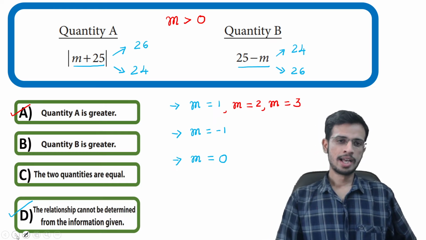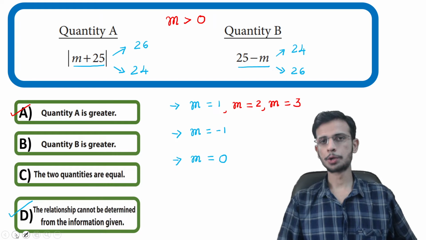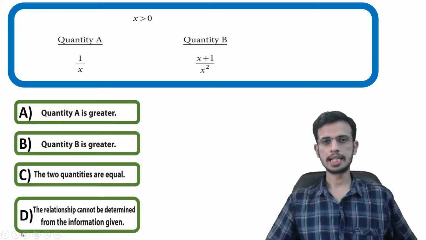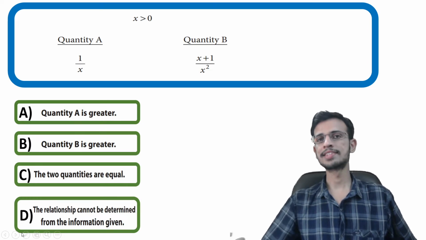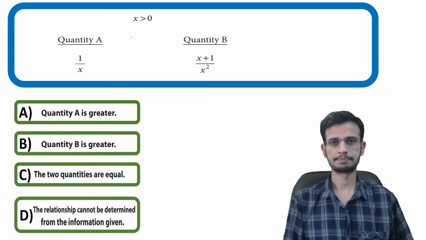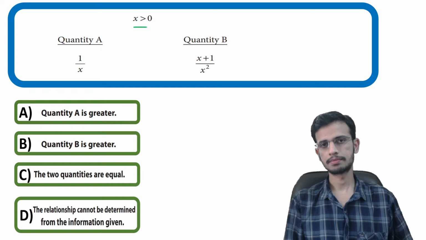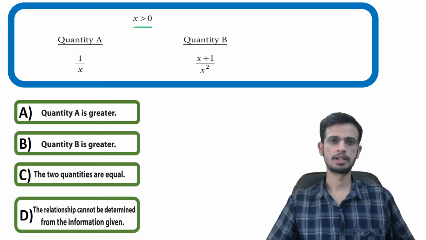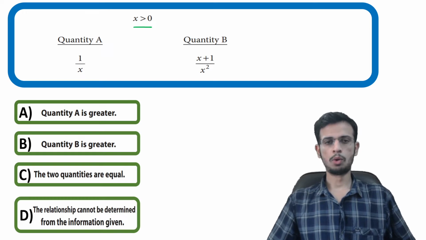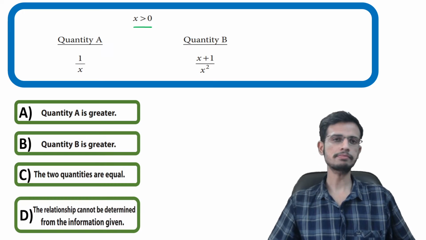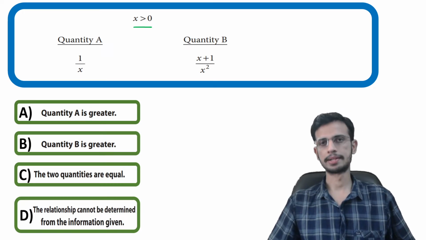Let's move on to the next question, and here it is on your screen. As you can see, they have mentioned x greater than 0, so x is a positive real number. Quantity A and quantity B are defined in terms of x. All the options are the same, as you can see on the screen. You can just simplify quantity B and compare.